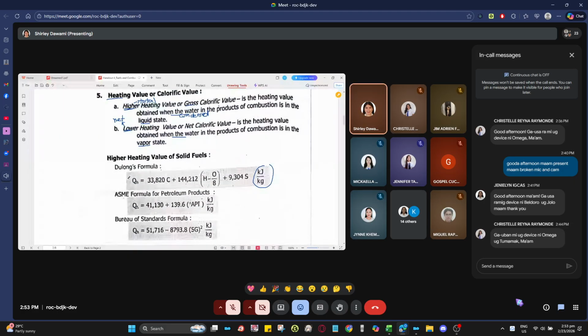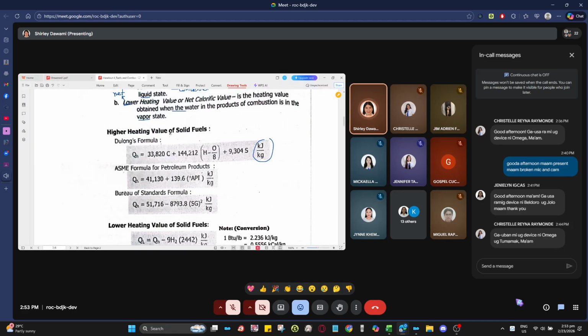Okay. So in getting the higher heating value of solid fuels, like we have the biomass, fossil fuel, we can use first the Dulong's formula. We can use the Dulong's formula if, notice niyo ang C, H, O, and S, the ultimate analysis is given in the problem, such as the weight percentage of these elements for the carbon, hydrogen, oxygen, and sulfur. Okay, makagamit sa Dulong's formula.